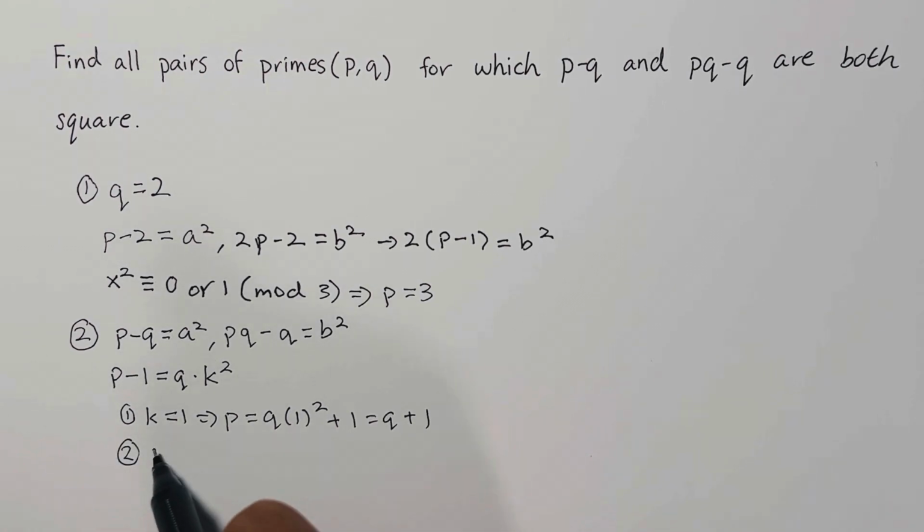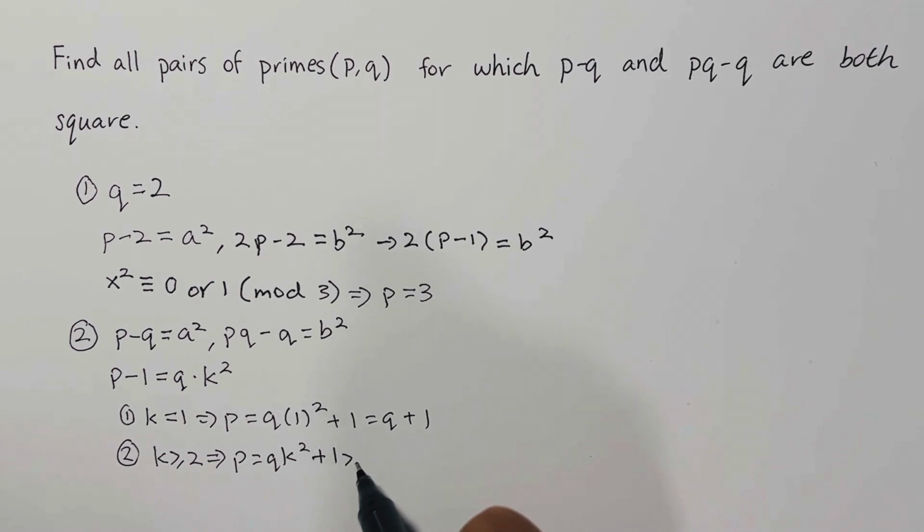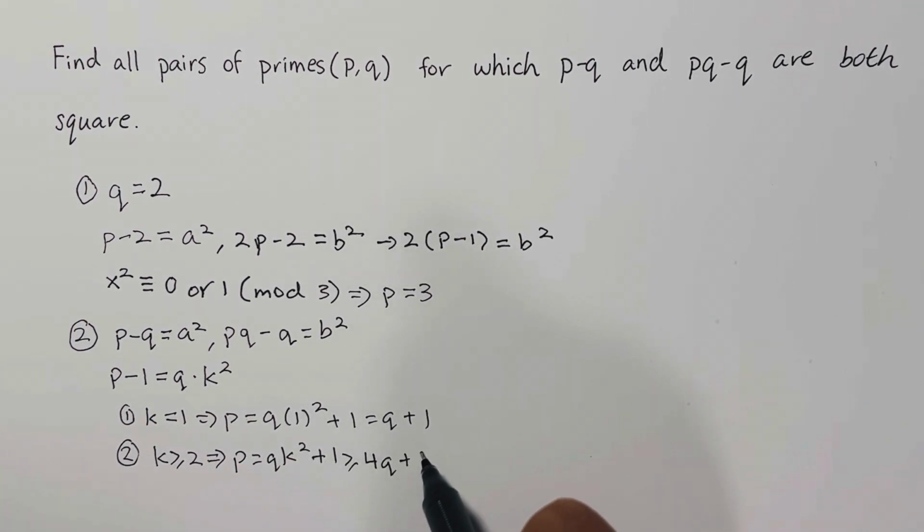What if K is greater than or equal to 2? Well, K is greater than or equal to 2. P equals QK squared plus 1. This is greater than or equal to 4Q plus 1. We got the 4 from 2 squared, which is 4. This implies P is much larger than Q. Specifically, P is greater than 4Q.